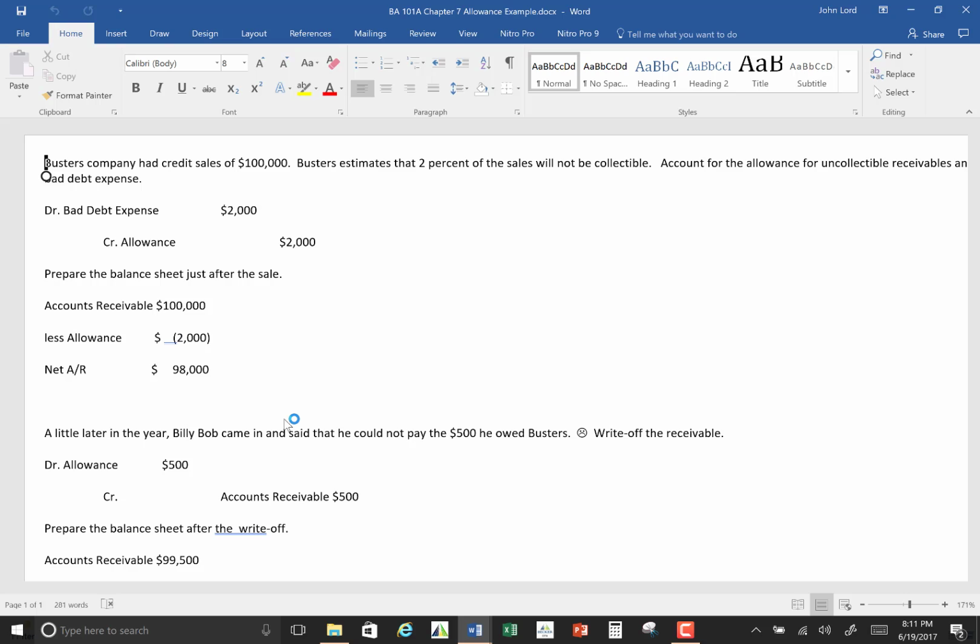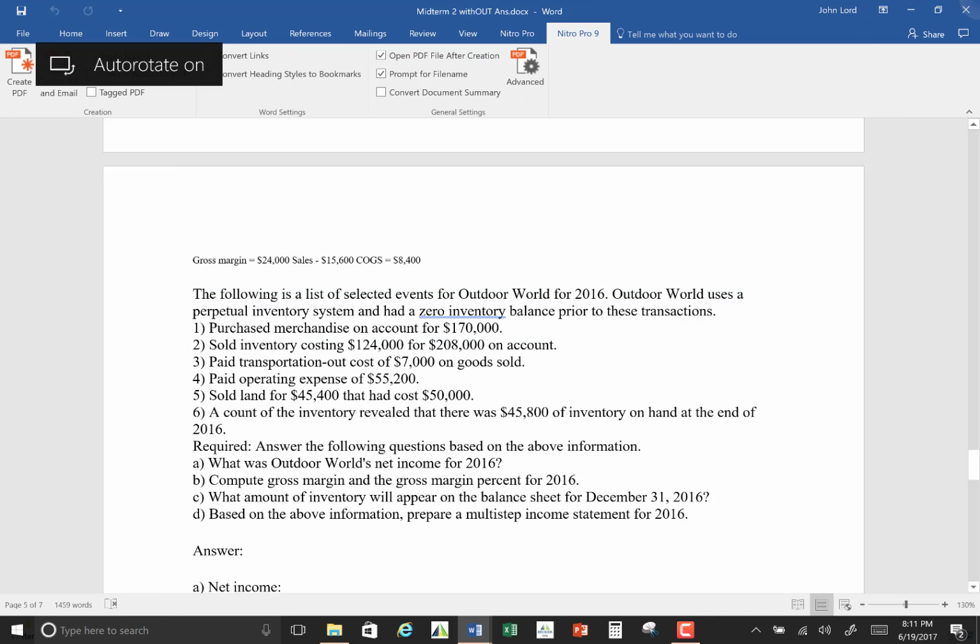Now, that's the balance sheet. Anyone want to try the income statement? What might be the impact on the income statement for this account?